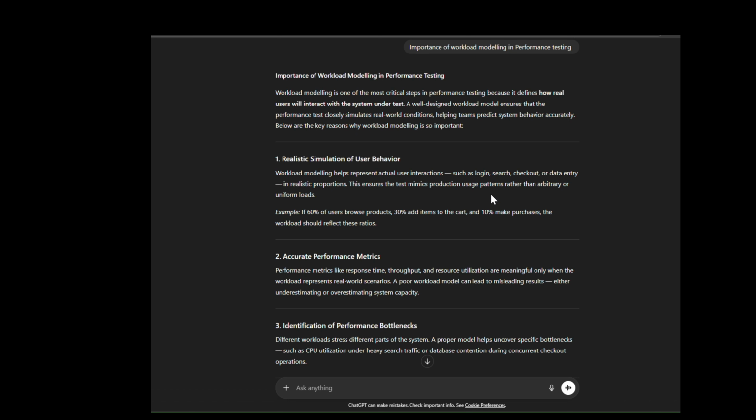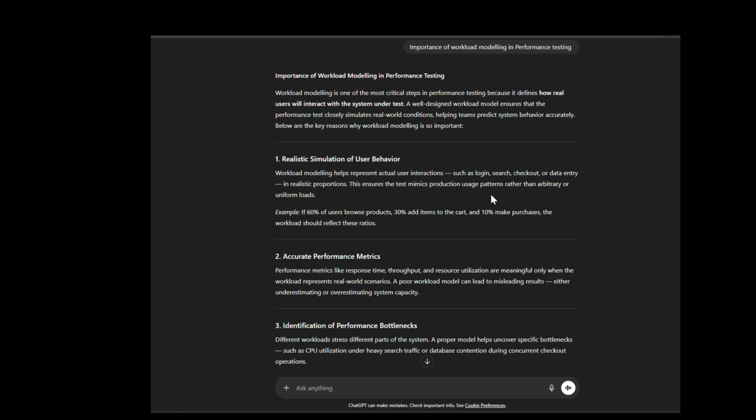Workload modeling is one of the most critical steps in performance testing because it defines how real users will interact with the system under test. A well-designed workload model ensures that the performance test closely simulates real-world conditions, helping teams predict system behavior accurately. Below are the key reasons why workload modeling is so important.